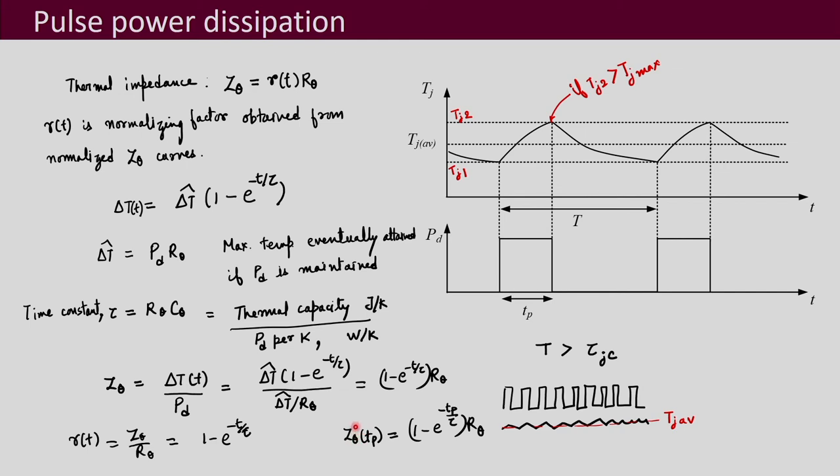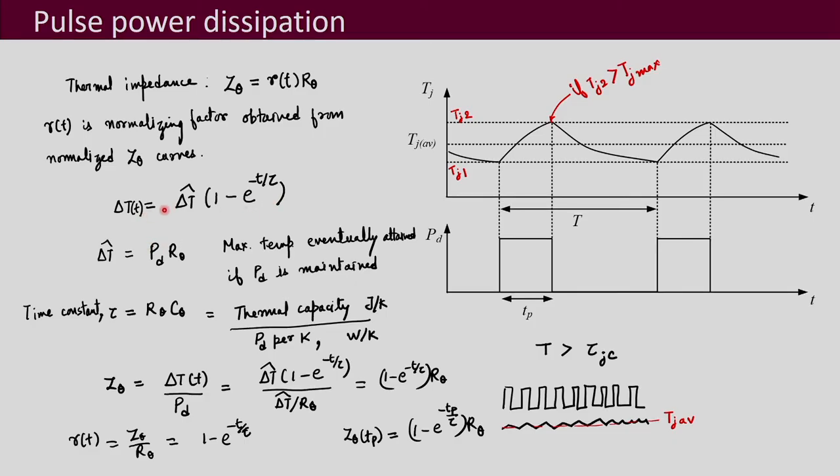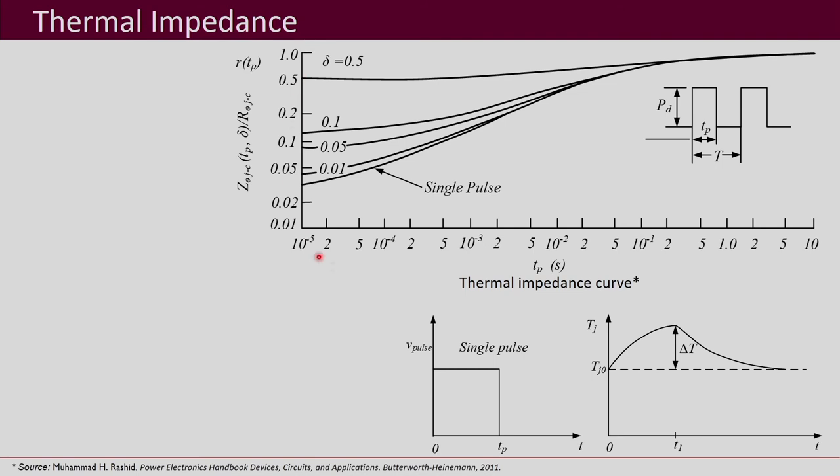So, instead what is done by manufacturers is that they perform experiments, they measure temperatures by giving pulses of different durations, and then they obtain curves, and those curves are provided, which can then be used for a purpose where a transient model is applicable, and we have to use this kind of transient equations to find out how much is the rise in the temperature. So, this is the nature of those graphs which are provided by manufacturers.